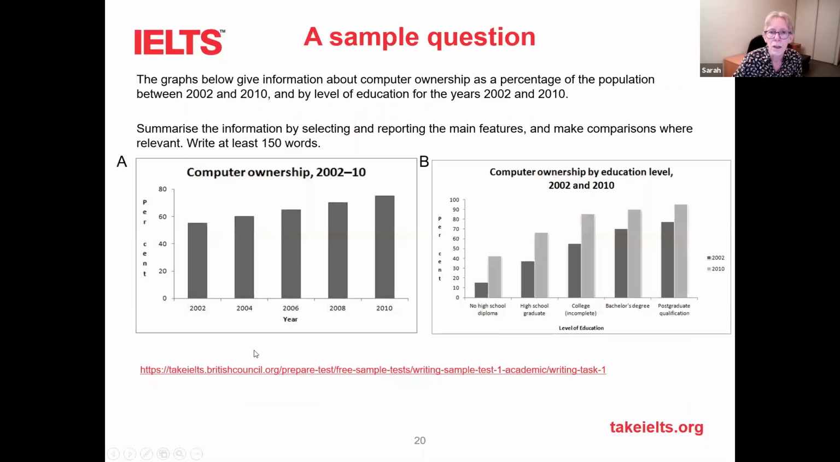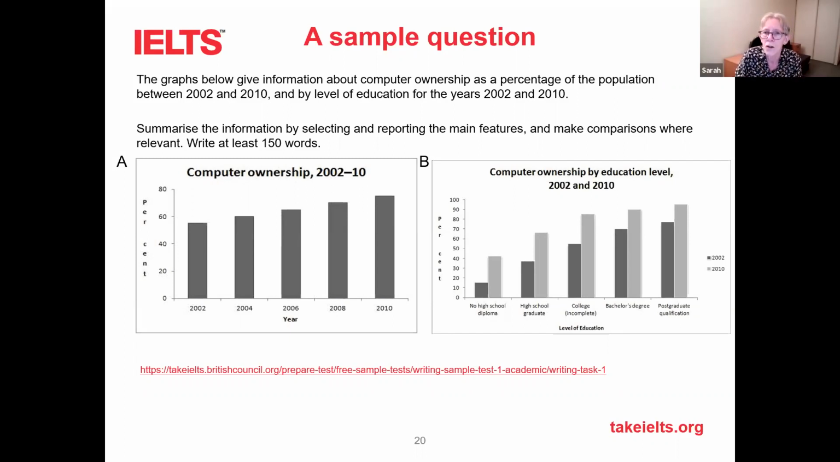So let's have a look at that. In the chat box, just look at bar graph A, computer ownership 2002 to 2010, and very simply, what's the overview? What's the main trend between 2002 and 2010? Increase, the trend to increase, a gradual increase. Computer ownership is going up, growth, yes, absolutely. So we've got a steady increase over this period.